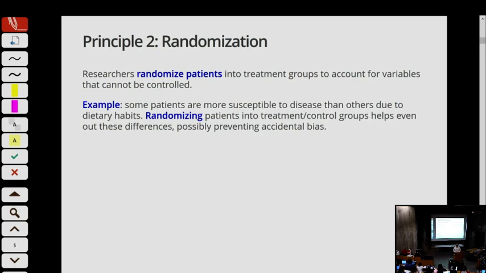Principle number two is the idea of randomization, which I've already mentioned, a randomized experiment, which is that you randomize the patients into treatment groups using a process which is outside the researcher's control. If you divide them on some sort of basis where you're trusting a human to make this decision, it will not go well for you.